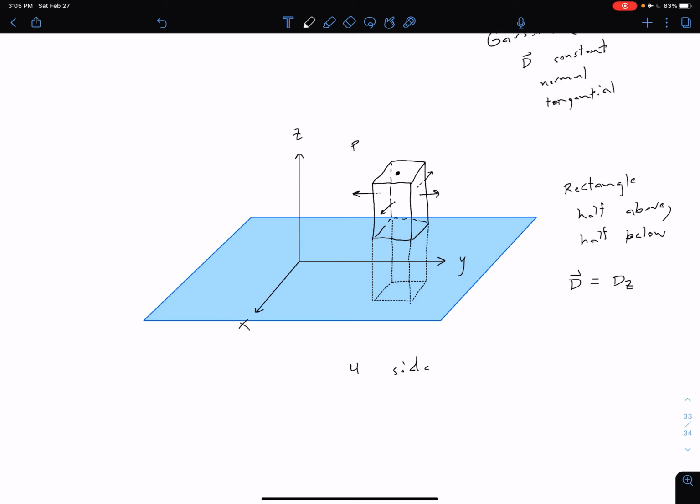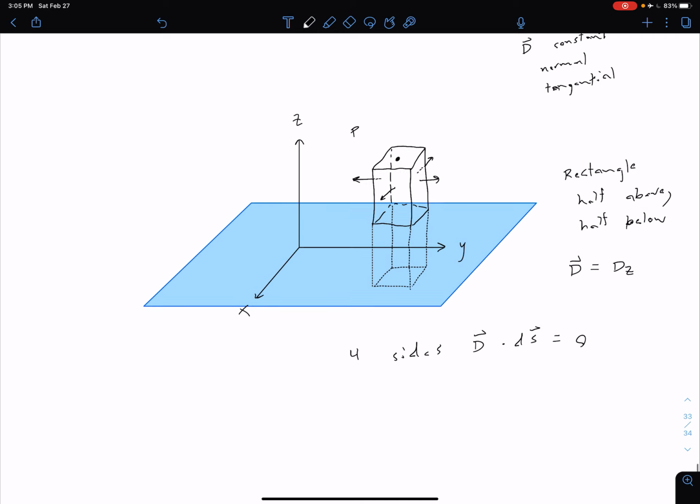So for the 4 sides, we have that our D dot dS is equal to 0. And so we have no contribution to our flux from those sides. So we then want to look at the top and bottom.